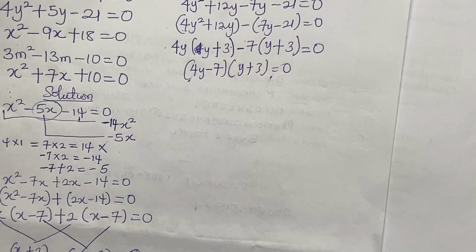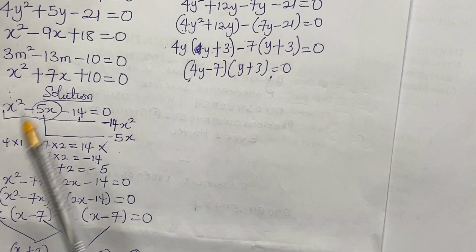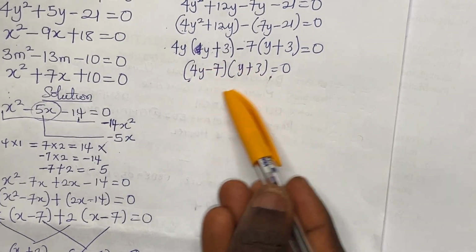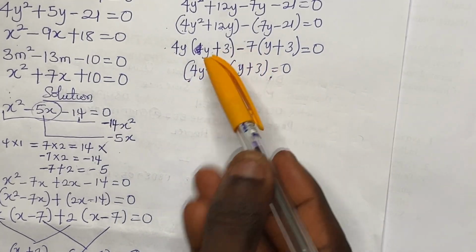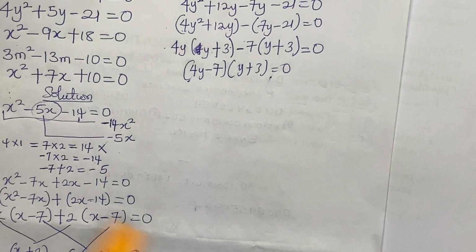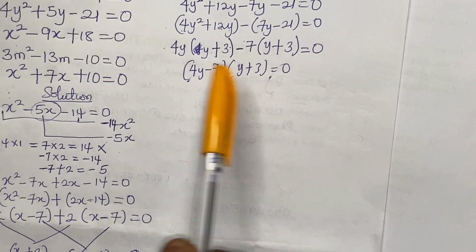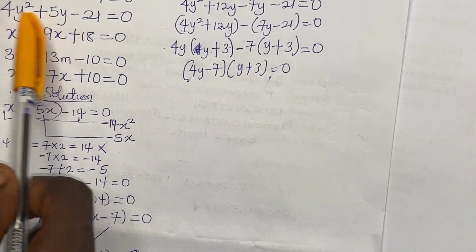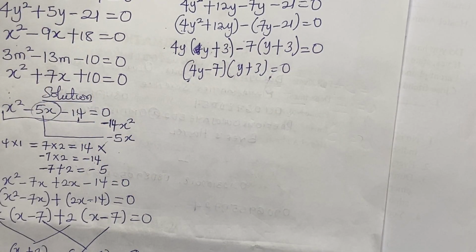0. The sweetest part of this thing is that if you multiply this bracket together, you should get our equation back. If you cannot get our equation back, then there is a problem. So you can try that. Open this bracket and you will see that you will get our question back, which is 4y squared plus 5y minus 21.